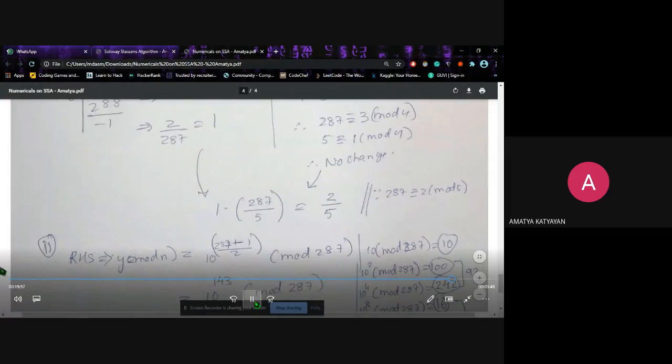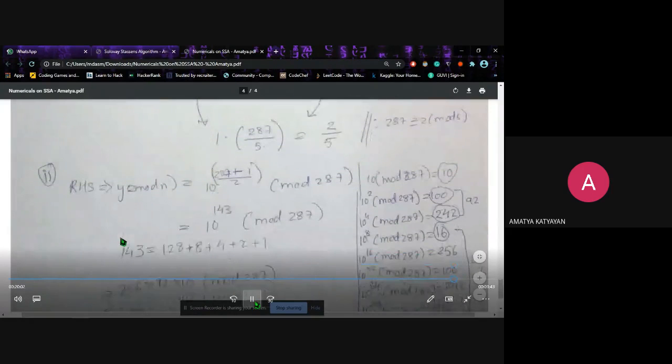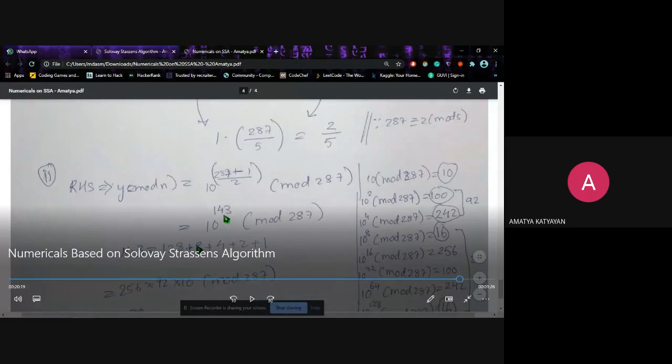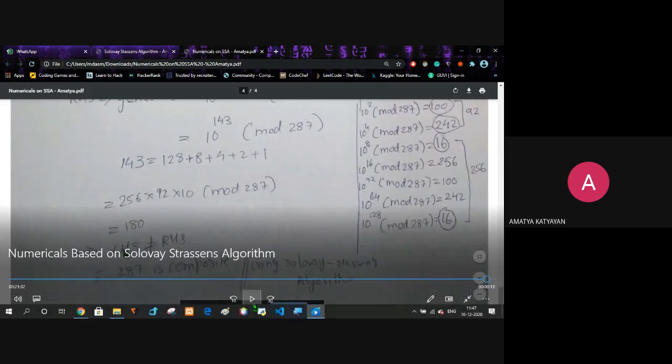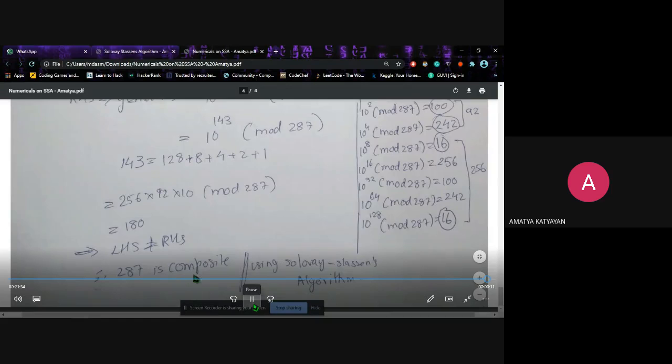So hence we conclude that in the second part we can start solving with the RHS. RHS is basically a similar way of solving: a raised to (n minus 1) by 2, that is 10 raised to (287 minus 1) by 2, modulo 287, where 287 is the value of n. You will get 10 raised to 143, and the same way we have been taught before, we can solve 10 raised to 143 by splitting it up, and we'll get the answer as 180 in the end. And if the condition is not satisfied, hence 280.